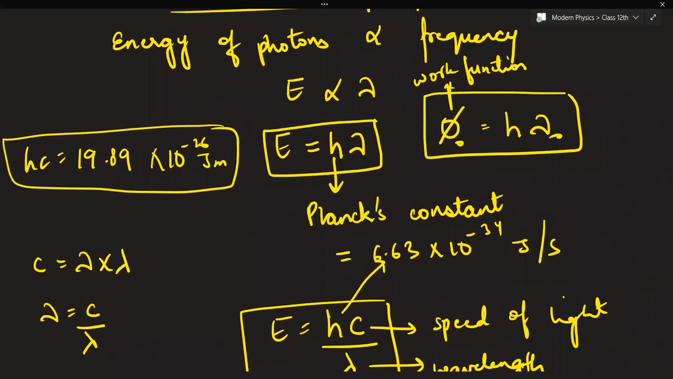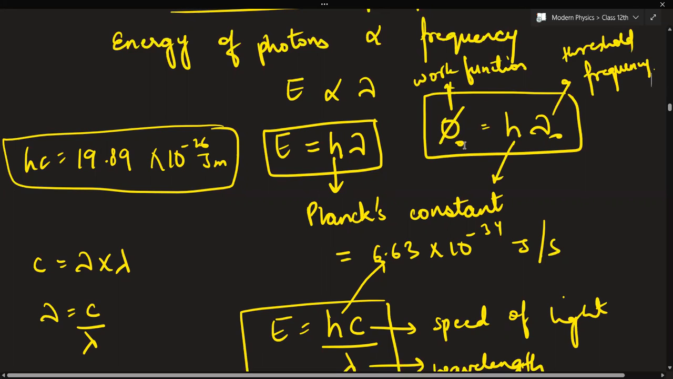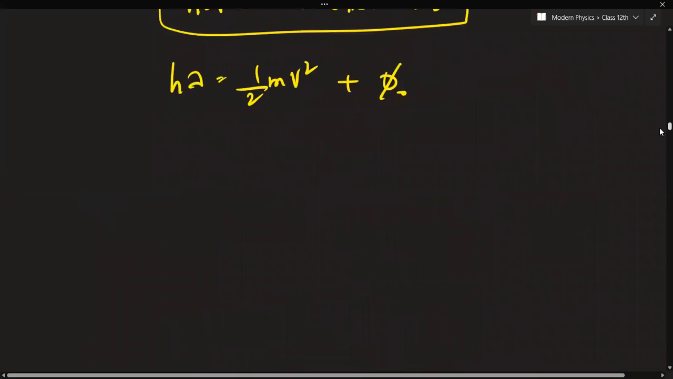h is Planck's constant. Nu naught is the threshold frequency. How could I write this? How did I relate this? Same thing. Cutoff energy is equal to Planck's constant into cutoff frequency. Incident energy is equal to Planck's constant into incident frequency. Same thing, cutoff energy is equal to Planck's constant into cutoff frequency. So it's the same thing that I have written. Now you can modify it here in this equation as well.